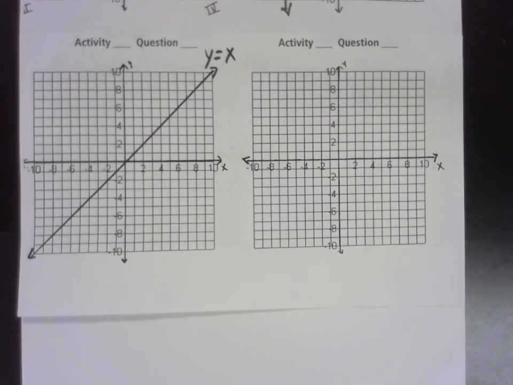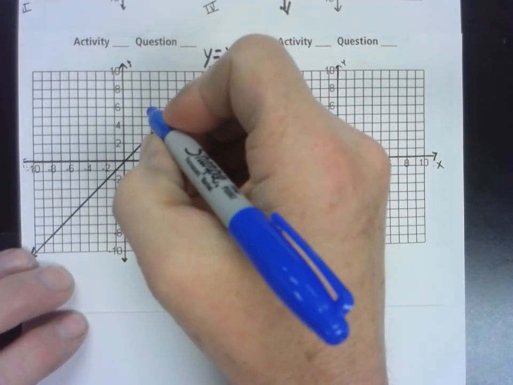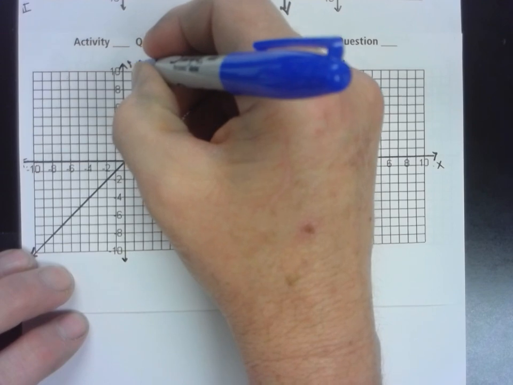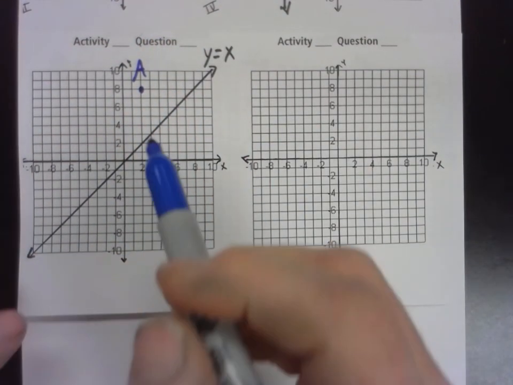Y equals 1x plus 0, right? So, reflecting a point across this line, it's helpful, especially at first, if you actually have the graph and everything. But let's just put a point on here. We'll call it point A. And we need to reflect it across this line.